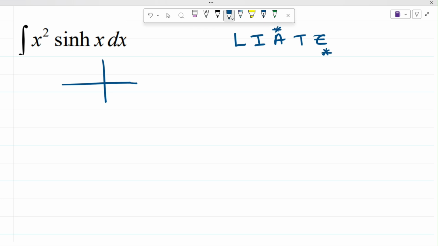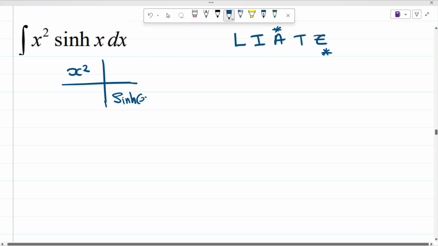So according to the LIATE rule, the function that comes first, we differentiate it. The function that comes first here is the algebraic function. So x squared comes first, we differentiate x squared. And then the hyperbolic function, we're going to write it here.